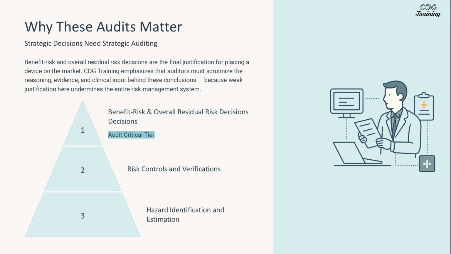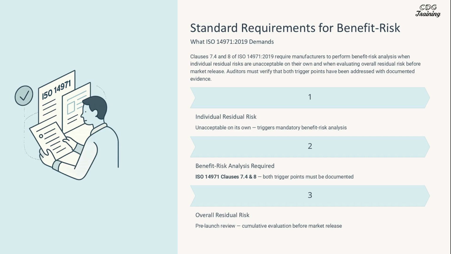Benefit risk and residual risk decisions are the final justification for placing a device on the market. Auditors must scrutinize the reasoning and evidence behind these decisions, as weak justification can undermine the entire risk management system. ISO 14971-2019 requires manufacturers to perform benefit risk analysis and document residual risks. Auditors must ensure that both trigger points have been addressed before market release.